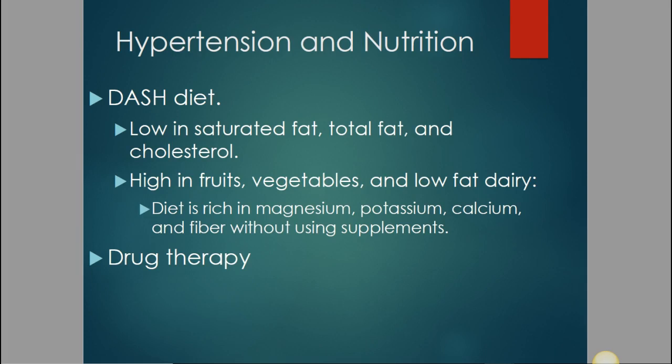Another major recommendation for managing or preventing hypertension is for people to follow the DASH diet, and that stands for Dietary Approaches to Stop Hypertension. This diet is low in saturated and total fat, as well as cholesterol, and it's high in fruits, vegetables, and low-fat dairy. So it's rich in magnesium, potassium, which I mentioned is really important, as well as calcium and fiber, but without the use of supplements.